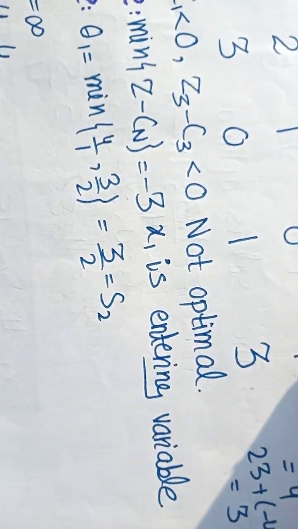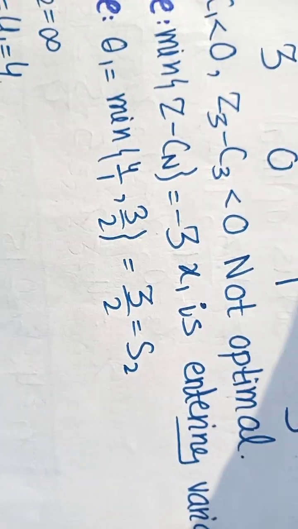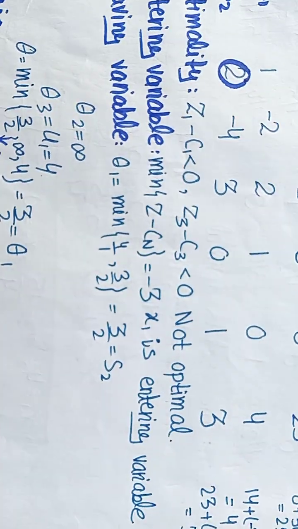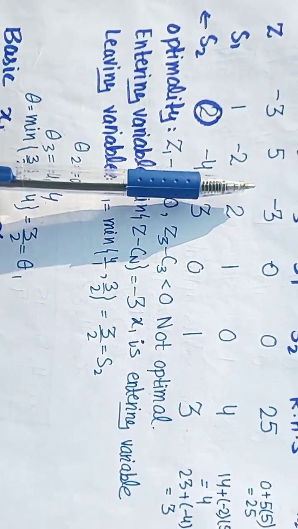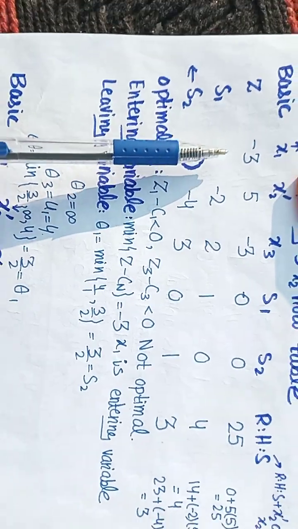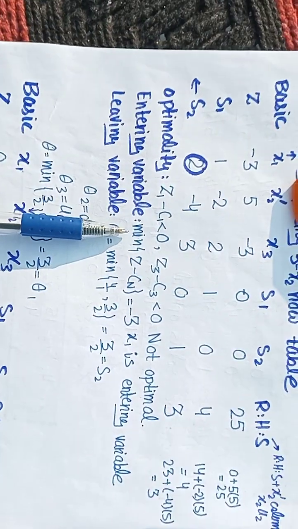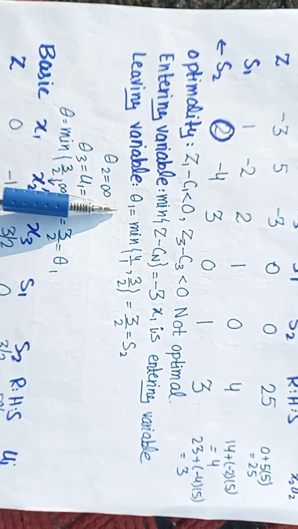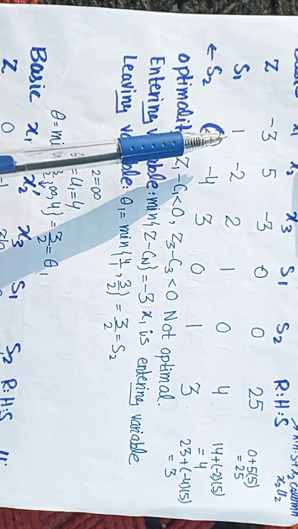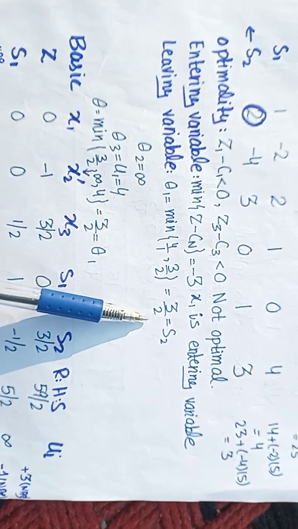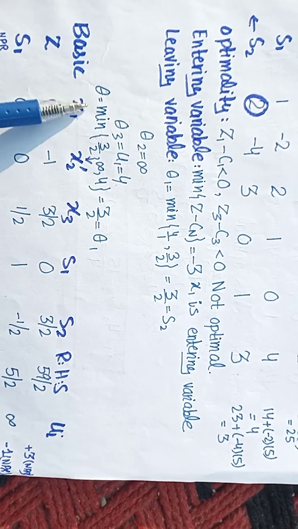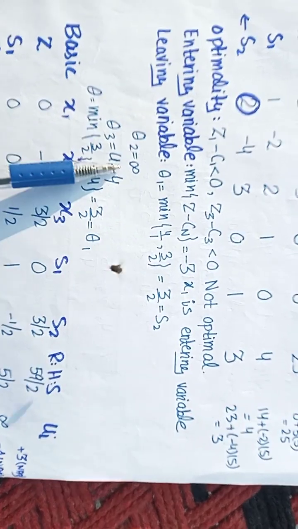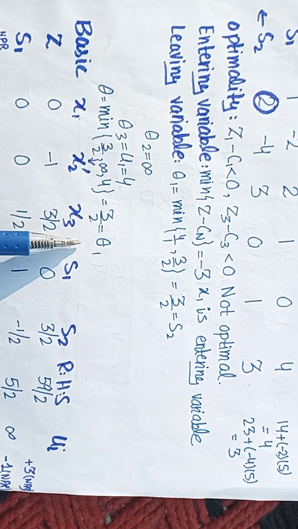Now next to check whether the function is optimal. No, the function is not optimal. x1 and x3 are negative in the z row. Now x1 is the entering variable. Theta1 is equal to the minimum of 4 divided by 1 and 3 divided by 2, equal to s2. Theta2 is equal to infinity and theta3 is equal to u1 equal to 4. Theta is equal to the minimum of 3 over 2, infinity and 4, which is 3 over 2, equal to theta1.